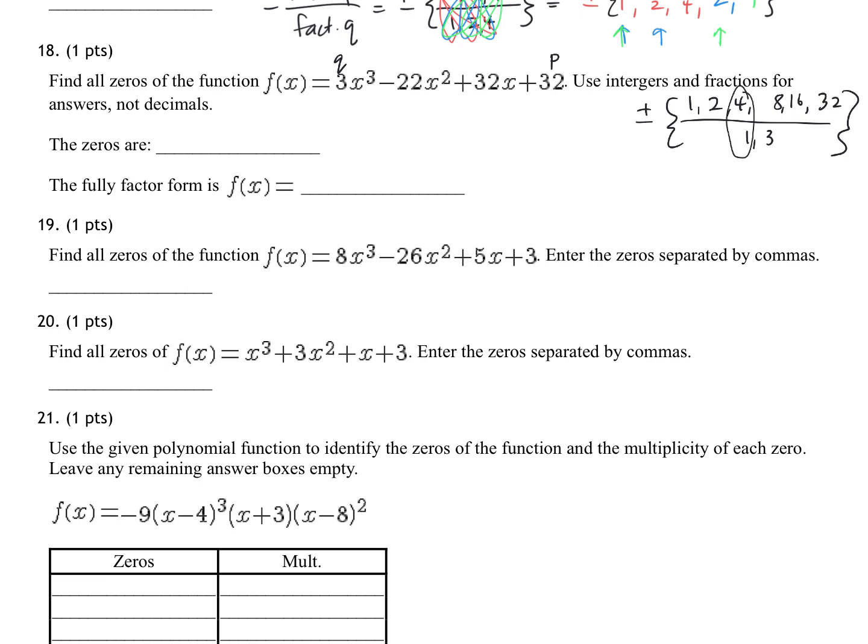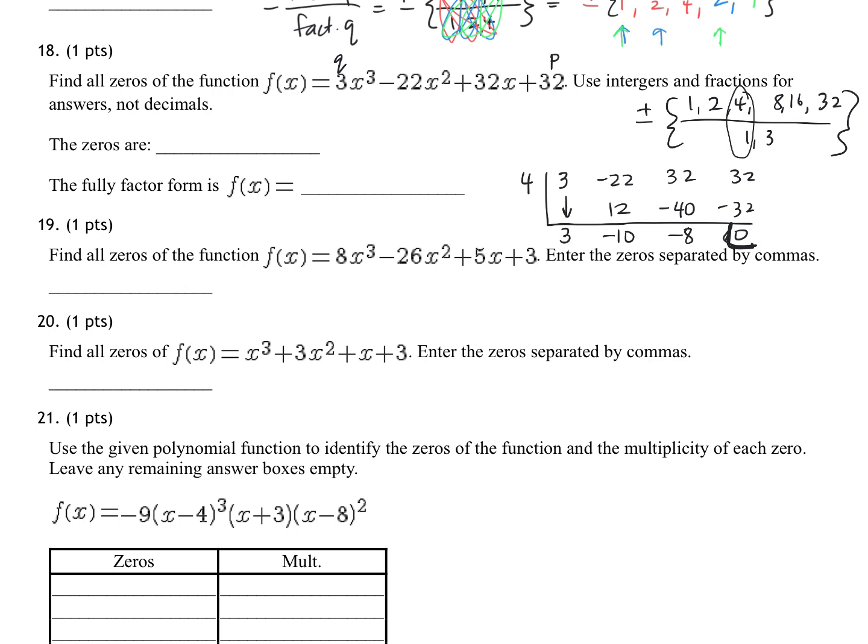So 4 over 1 will work. Let's see if that's true. So 4, I'm going to use the coefficients 3, negative 22, 32, 32. Bring down the 3, multiply, get 12, add and get negative 10. Multiply, get negative 40, add, get negative 8. Multiply, get negative 32, add and get 0. So there's one that works.